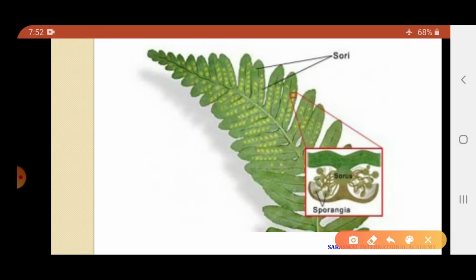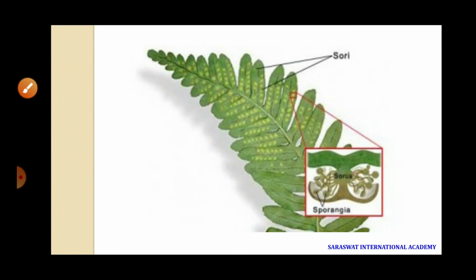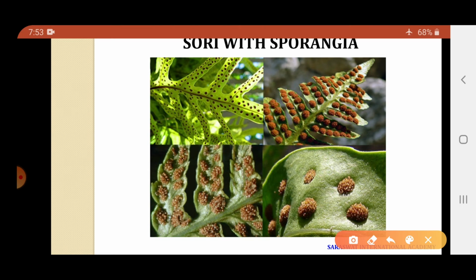See students, here you can see the leaf. I told you that leaf consists of the sporangia, and this sporangia are organized into sori. So see students, this is a leaf which consists of the sori, और ये sori का cross section है जिसके अंदर क्या है, sporangia है. So see students, these are the various sori with the sporangia. You can see the leaf which consists of the sori. These all are the sori, and within this sori are what, sporangia.